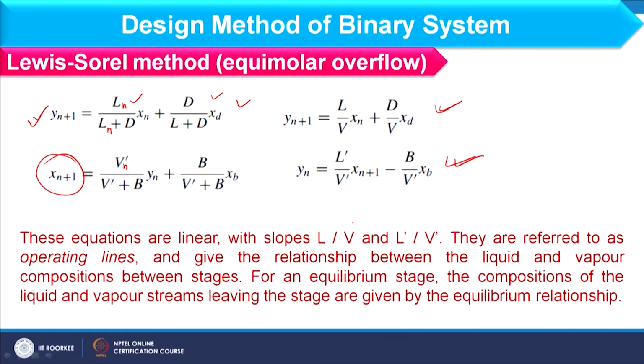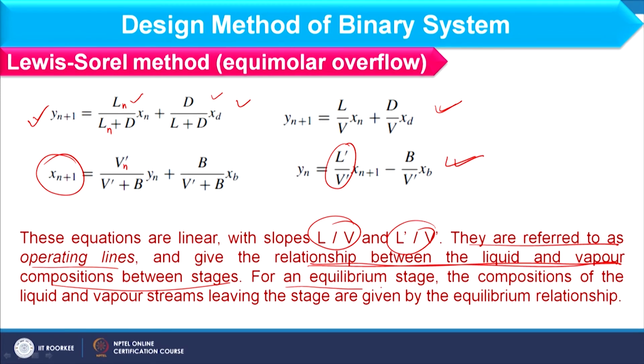So, in these equations L by V and L dash by V dash are basically the slopes, and they are referred to as the operating lines and give the relationship between the liquid and the vapor composition between stages. For an equilibrium stage, the composition of liquid and vapor streams leaving the stage are given by the equilibrium relationship. Okay. So, these are some points which we have to discuss to design the binary system, and here we are having the McCabe-Thiele method. So, let us see the steps to be followed in this method.